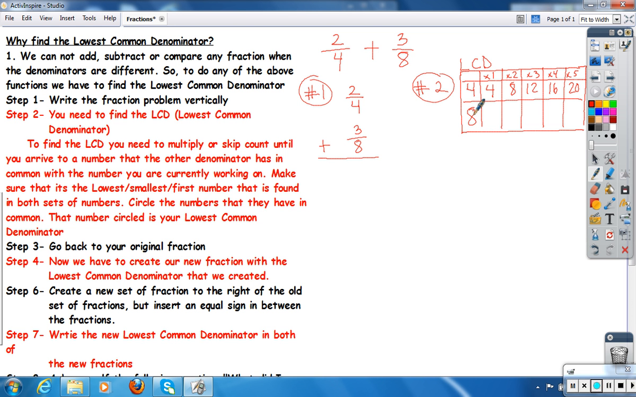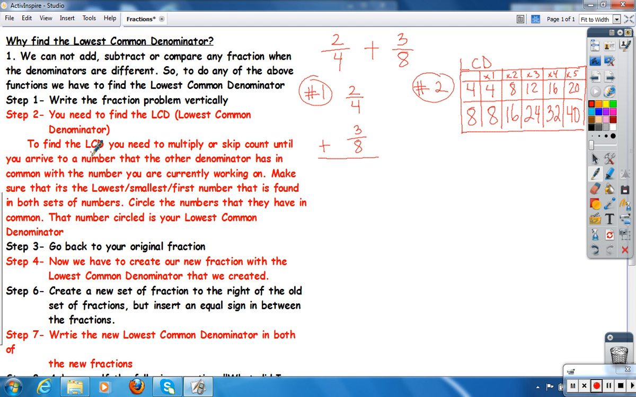Now I do the same thing for the other denominator. Okay? So 8 times 1 equals 8. 8 times 2 equals 16, 24, 32, and 40. So now I've written down all the multiples of 4 and all the multiples of 8. Now I need to make sure.